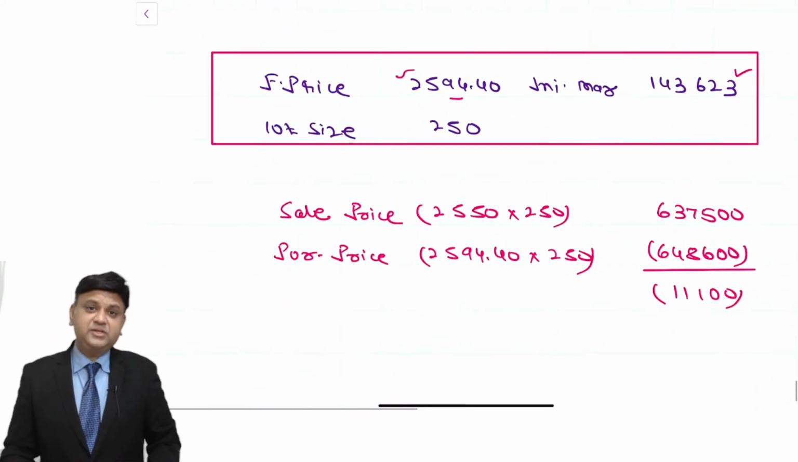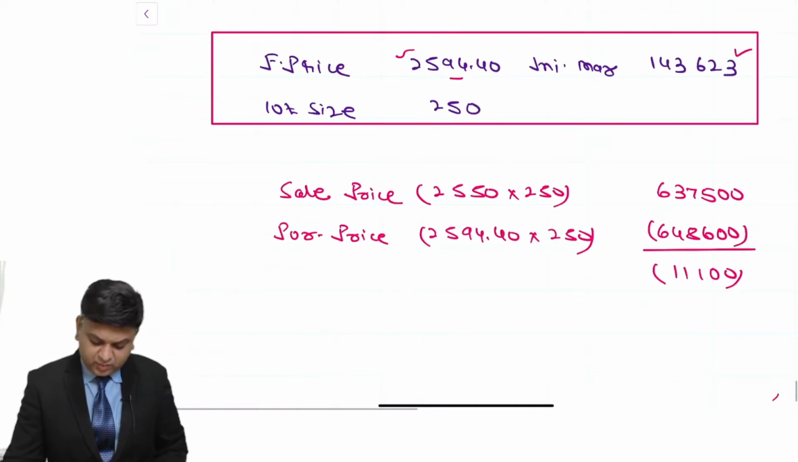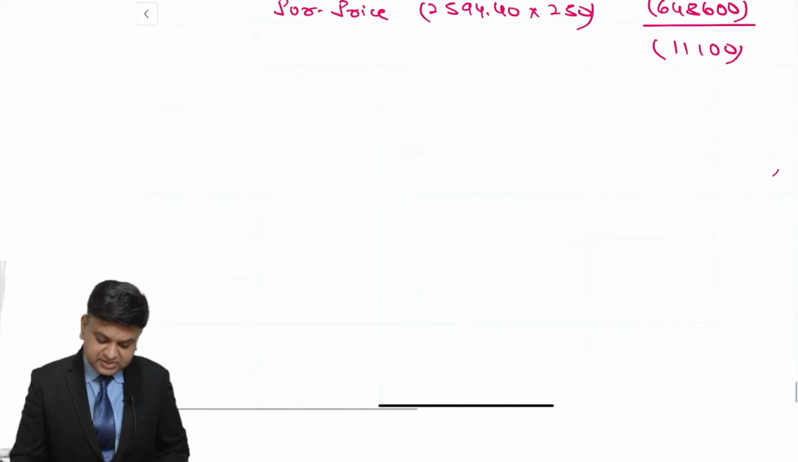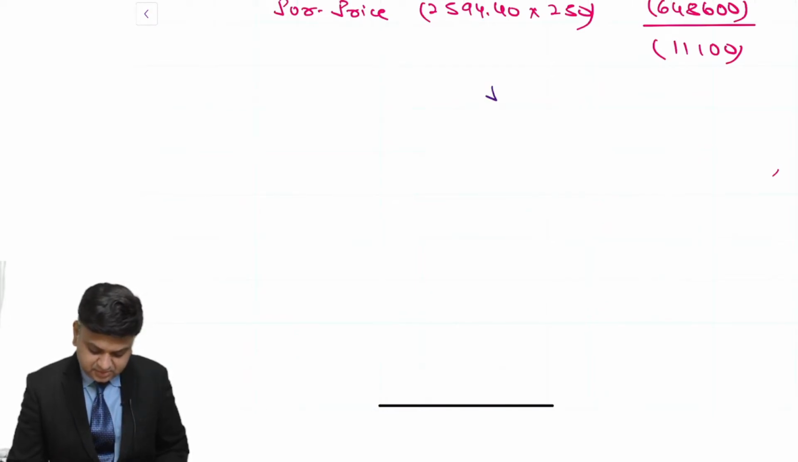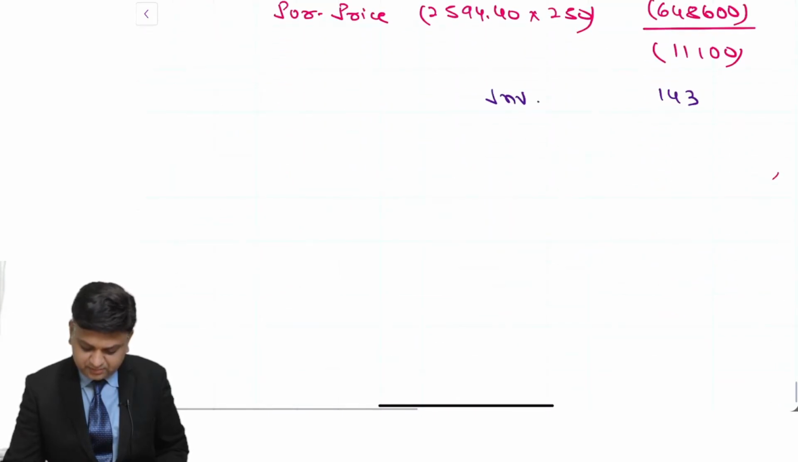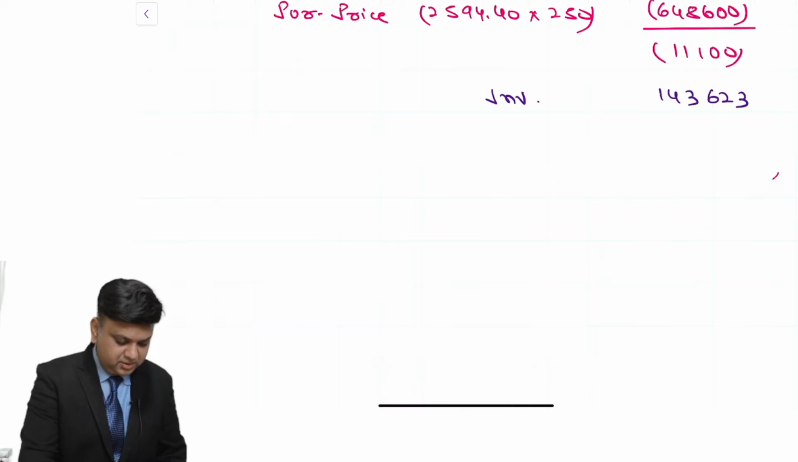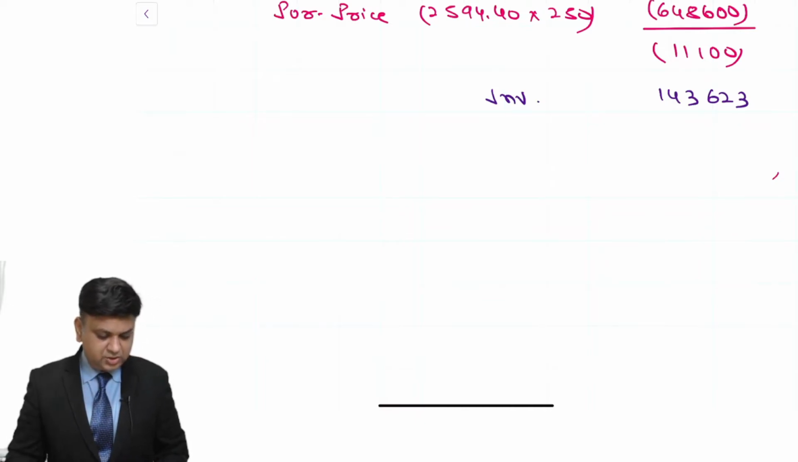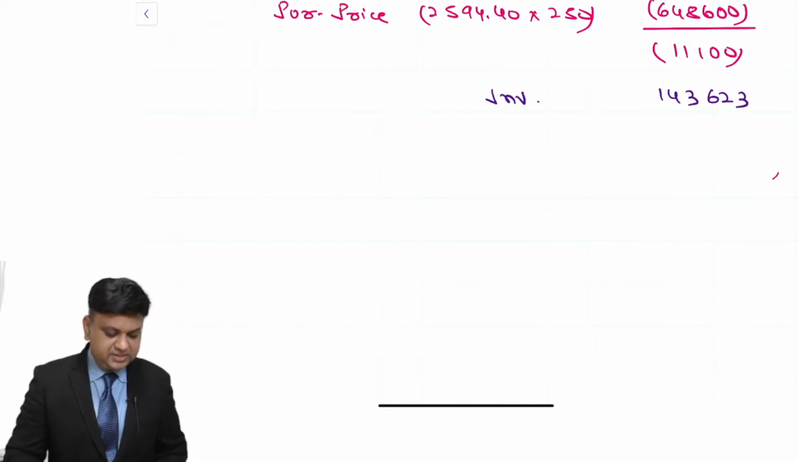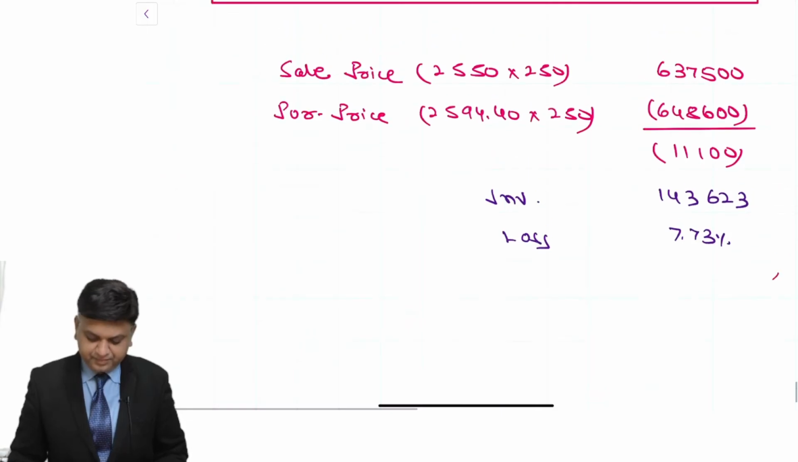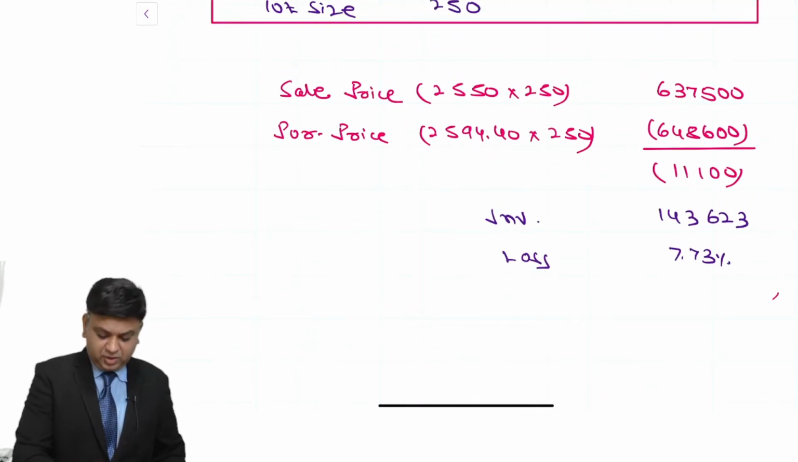The amount of the investment that you had made was 1,43,623. So what will be your percentage loss? Investment was 143,623, and the loss is going to be 7.73%. This is the way that you will be having a loss.